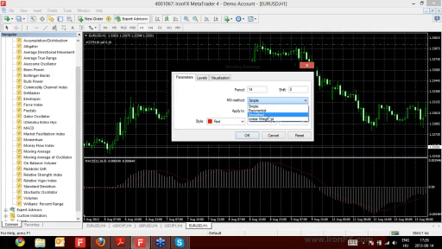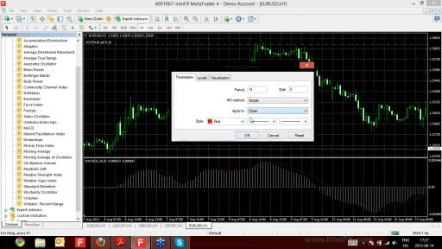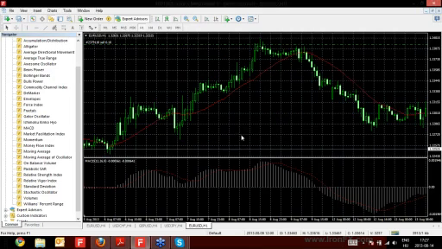You can play with it. I think you should play with it. So we are going to stick with the simple moving average. Apply to: this is going to be close, open, high, or whatever. We're going to stay with the close and put in the value of 20. And just hit OK, and it's on the chart.